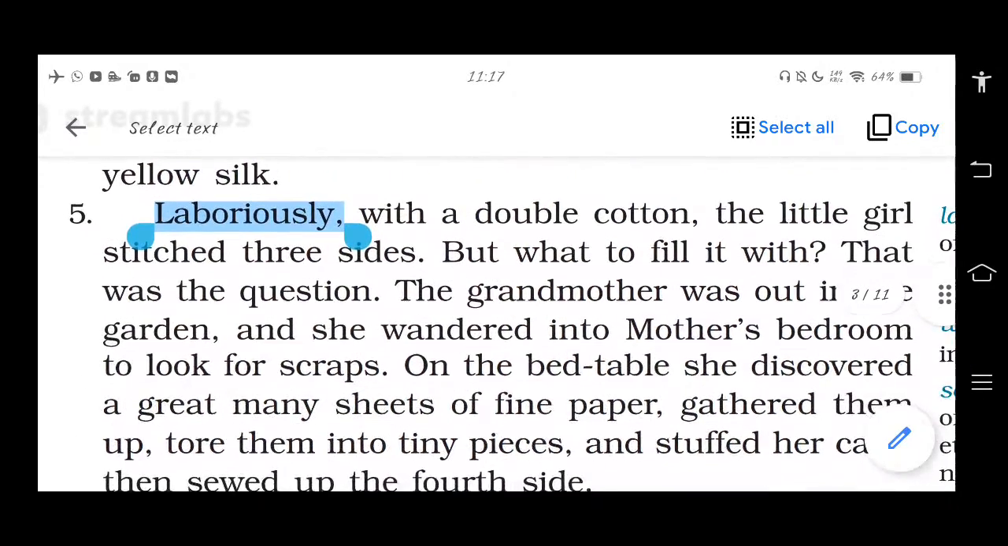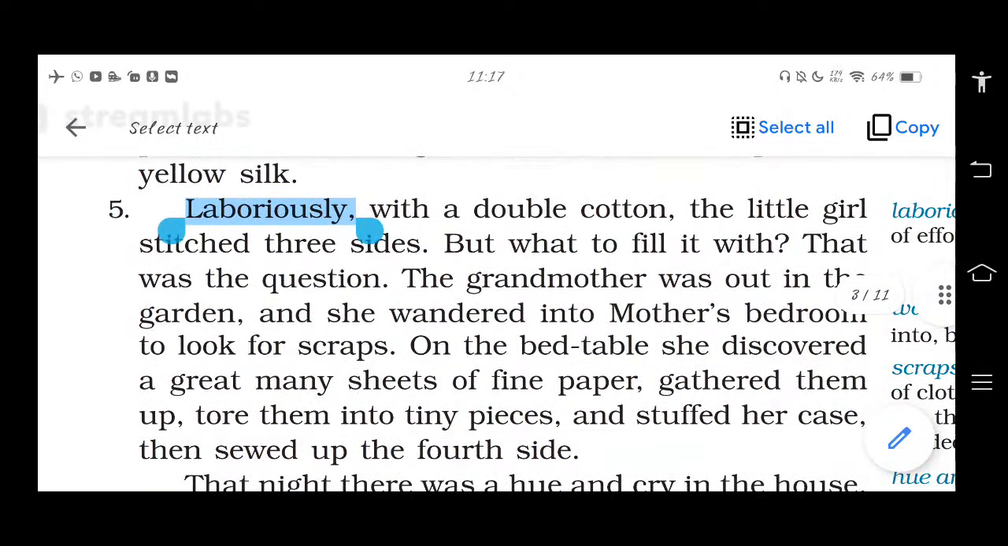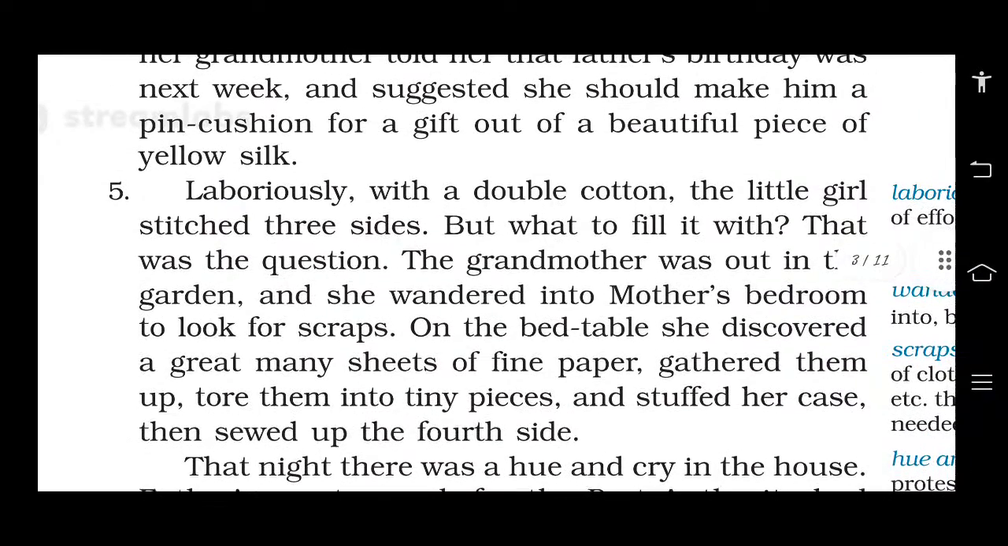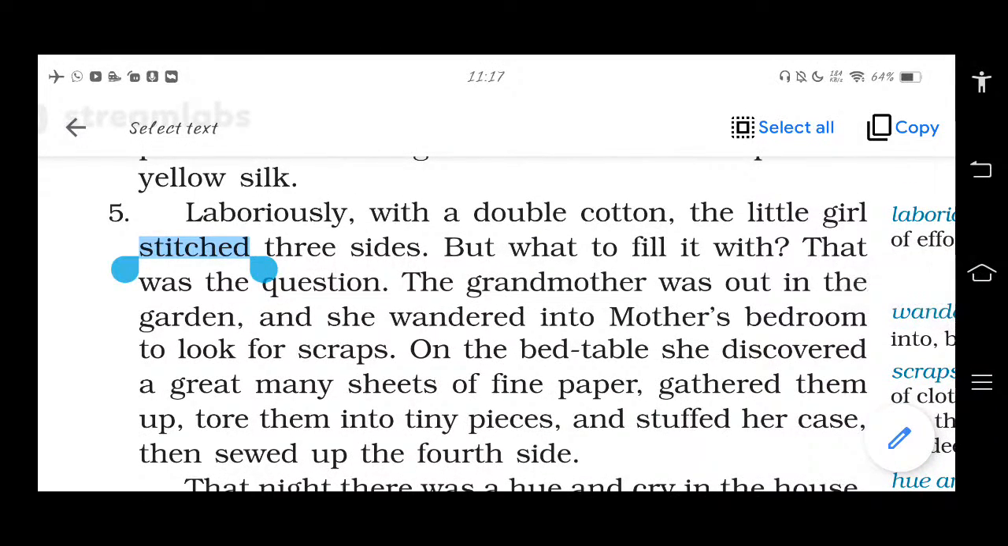Laboriously, with a double cotton, the little girl stitched three sides. Stitched. Do you know stitching? So stitched three sides. But what to fill in it? So finally she has collected some things and she has stitched all the three sides, because the fourth side must be left open, because if she wants to fill it, she has to fill it through one open side. So three sides were stitched, whereas the fourth side was left open to fill it.